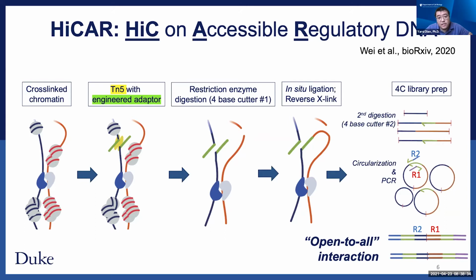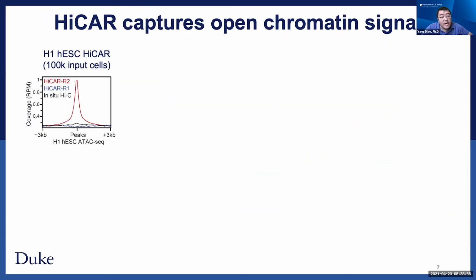And one of the unique things of this library prep strategy is that we can distinguish the so-called R1 and R2 reads, because we use a set of primers, so we can know the R2 reads are actually coming from the open chromatin regions that are targeted by Tn5, but the R1 reads are coming from the genomic DNA. So we did HiCAR using human embryonic stem cells.